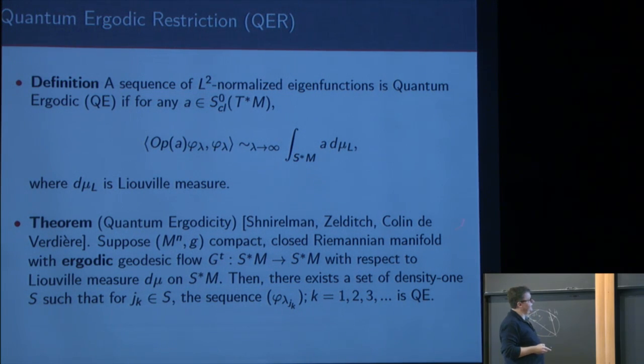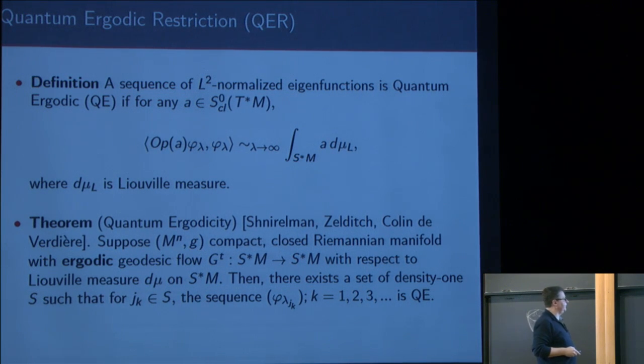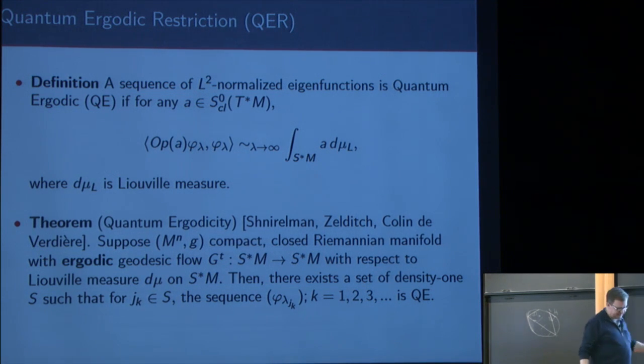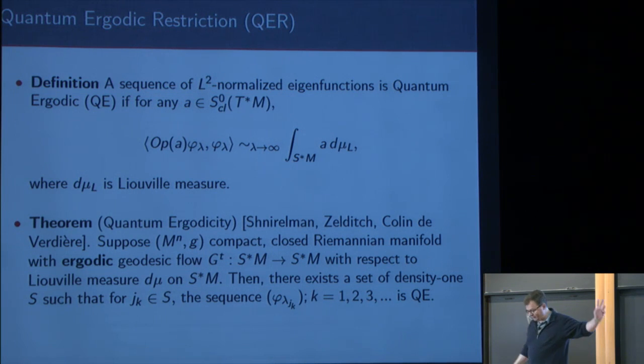So the basic theorem here is exactly what I said a few minutes ago, that if you have a compact closed manifold with ergodic geodesic flow, so a hyperbolic surface, for example, and d mu is Liouville measure, induced from Riemannian measure on the cotangent bundle, then there exists a density 1 subsequence of eigenfunctions. That means that for most eigenfunctions, there could be thin subsequences that do not satisfy this. But for most eigenfunctions, you have equidistribution. This is a theorem of Shnirelman, Zelditch, and Colin de Verdière.